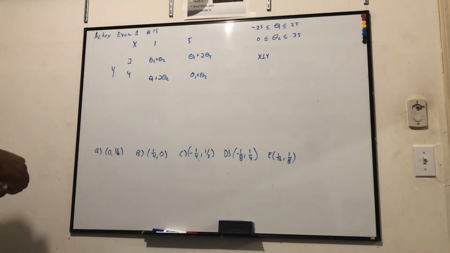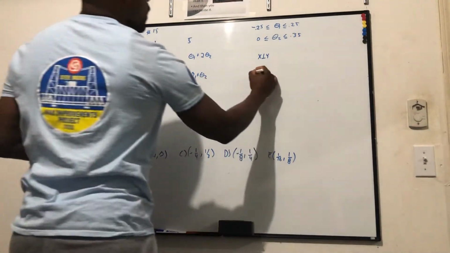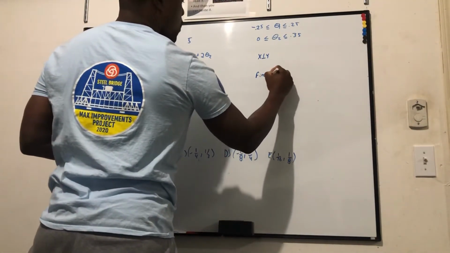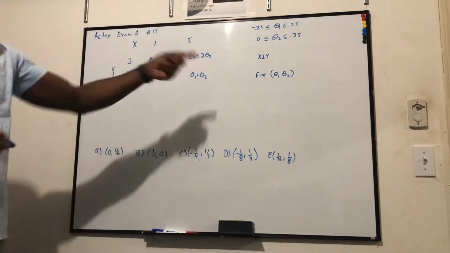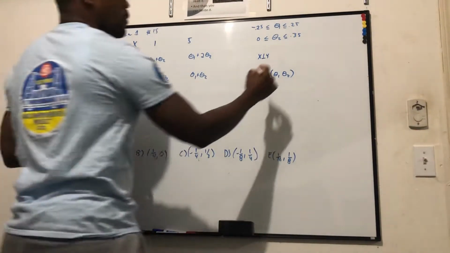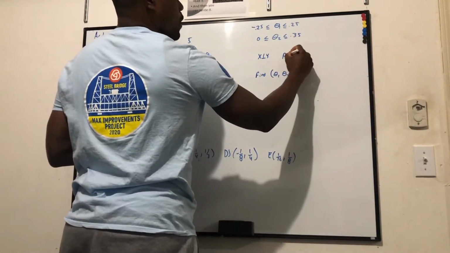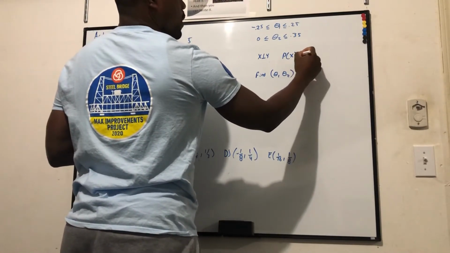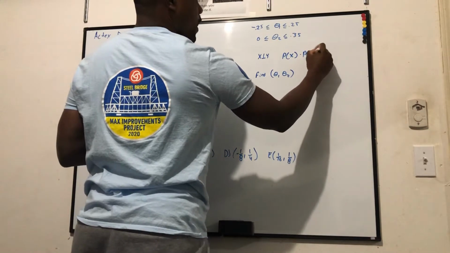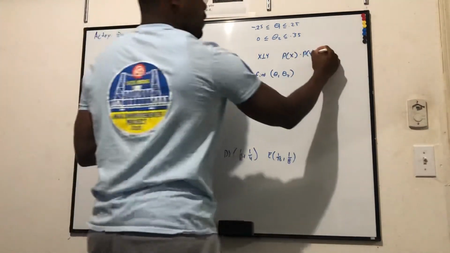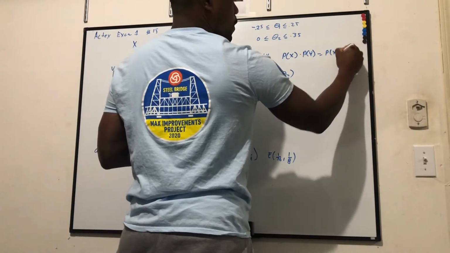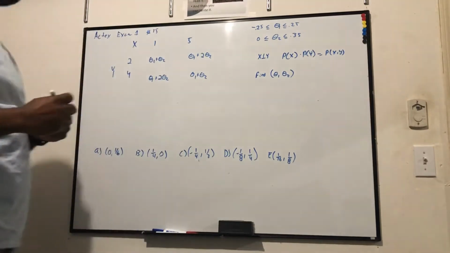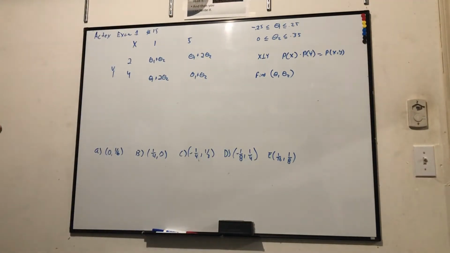If X and Y are independent, then find what theta 1 and theta 2 are. And what we know about independence is that the probability of X times the probability of Y is the same as finding the probability of the joint. That's what they're talking about, independence.